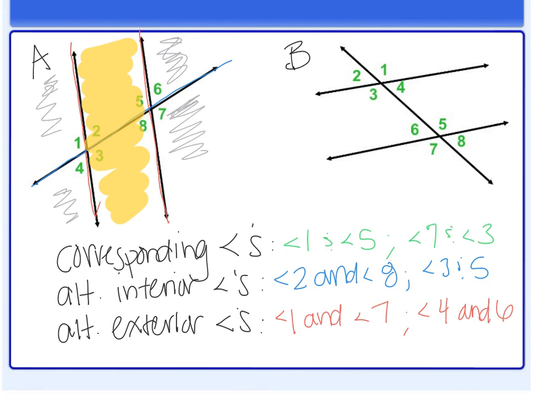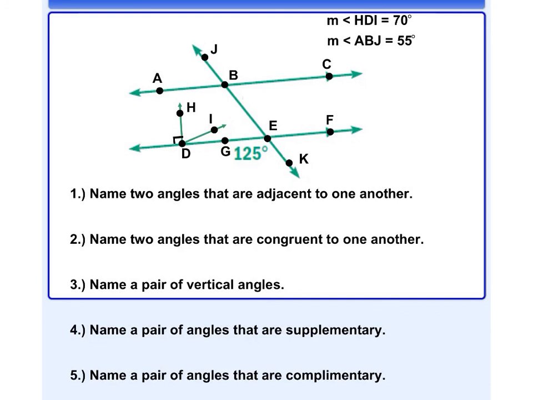What I'd like you to do before you submit your notes to Seesaw is I want you to use diagram B, and I want you to give me 1 pair of corresponding angles, 1 pair of alternate interior angles, and 1 pair of alternate exterior angles. This last page, I would like you to save in your notes, but I'd like for you to leave it blank. And we will work to fill this page in together when you attend a teacher-facilitated session for Lesson 7.2.